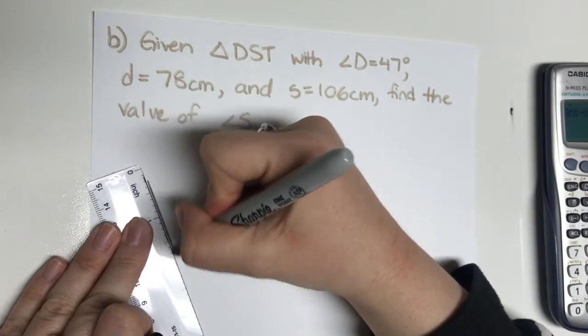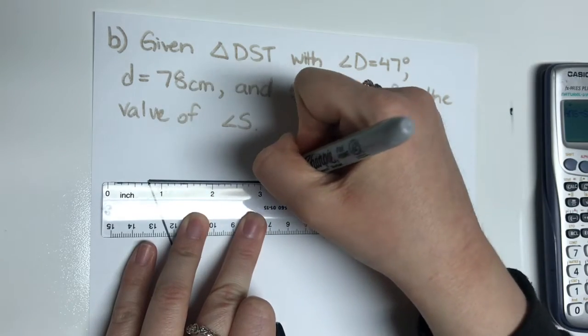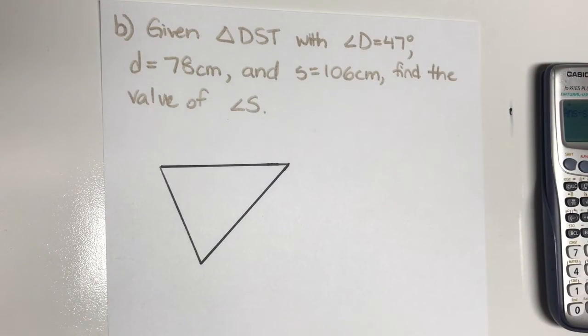So I'm going to draw an acute triangle that is not a right triangle. And remember, this is just a sketch. It's not to scale. I didn't measure anything. It's just a very rough sketch.